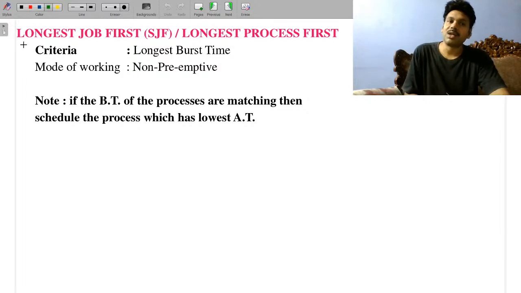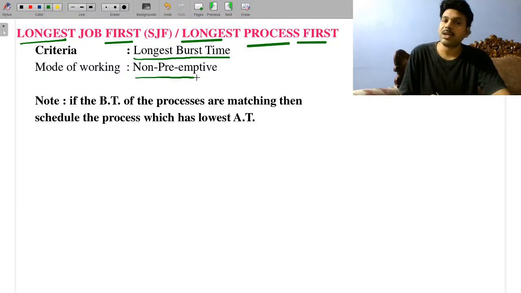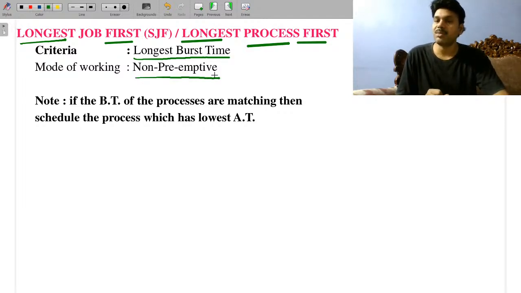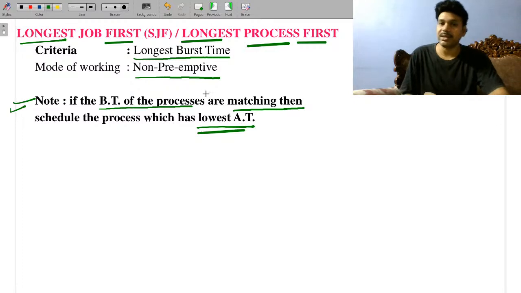We are using the concept of longest job first or longest process first. It's very similar to SJF only, but we will take longer jobs first. It's non-preemptive. Non-preemptive means once the process is assigned to the CPU, it must not be preempted by others; you have to release resources voluntarily, not forcefully. And this is very important: if the burst times of the processes match each other, then you take the lowest arrival ID only.